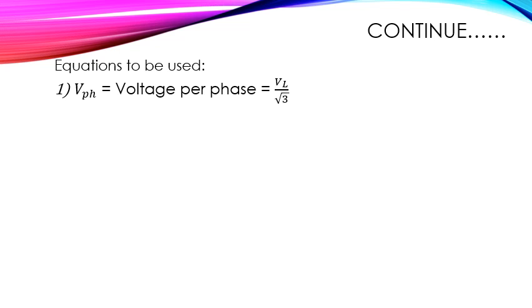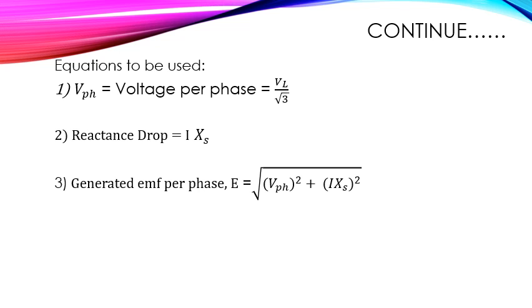Now continue to the equations to be used. The voltage per phase, as we have already seen, is equal to VL by √3. Then the reactance drop is the product of current and synchronous reactance. The generated EMF per phase is equal to the square root of the phase voltage plus the drop, that is the product of I and Xs, and the square of that. Then the kVA rating is given by the product of the RMS values of voltage and current.